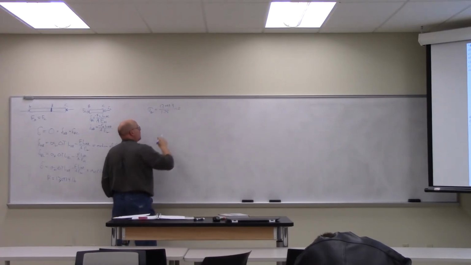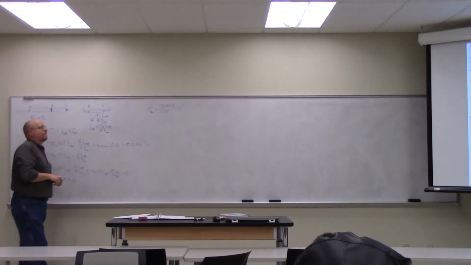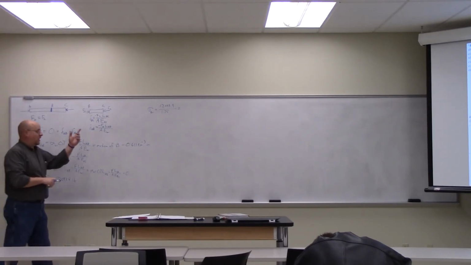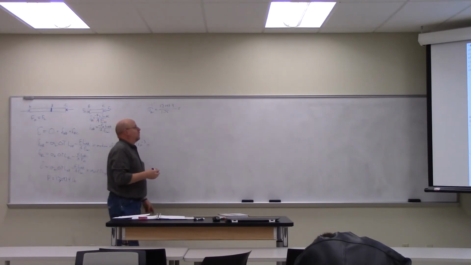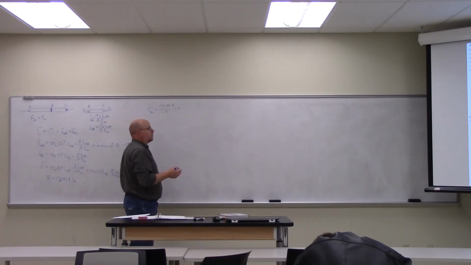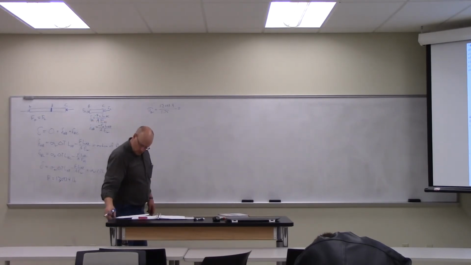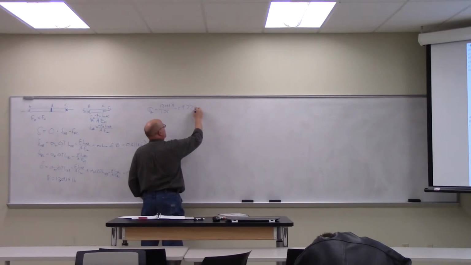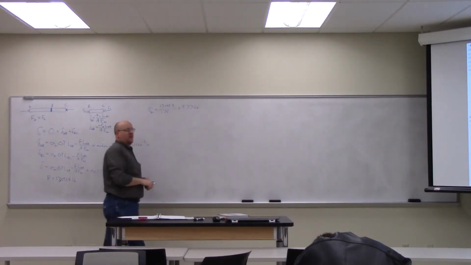Isn't that what we're looking for? Normal stress? Oh, normal stress in each member. Yeah, you're right. I take that back. I thought it was the normal load. So we do have to calculate the stress. So the normal stress is 9.77 KSI. Okay, so that's actually the normal stress.